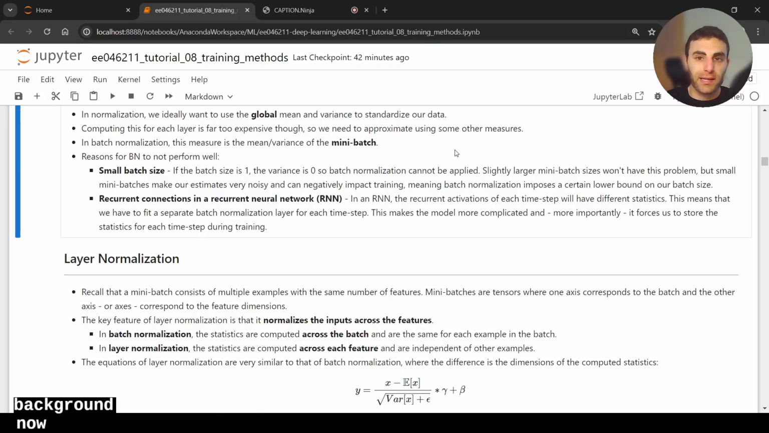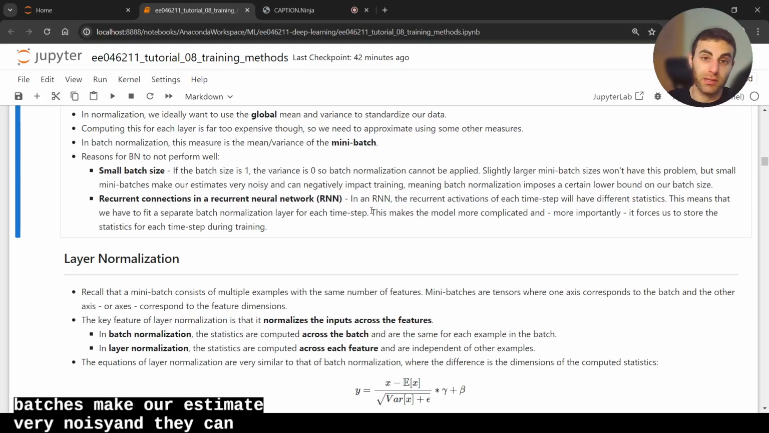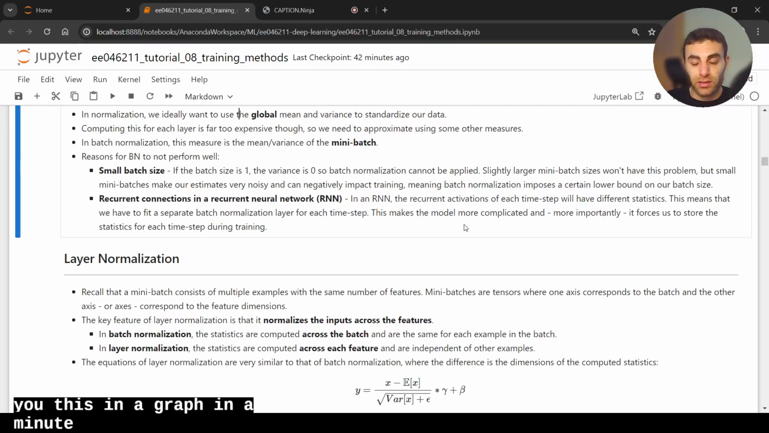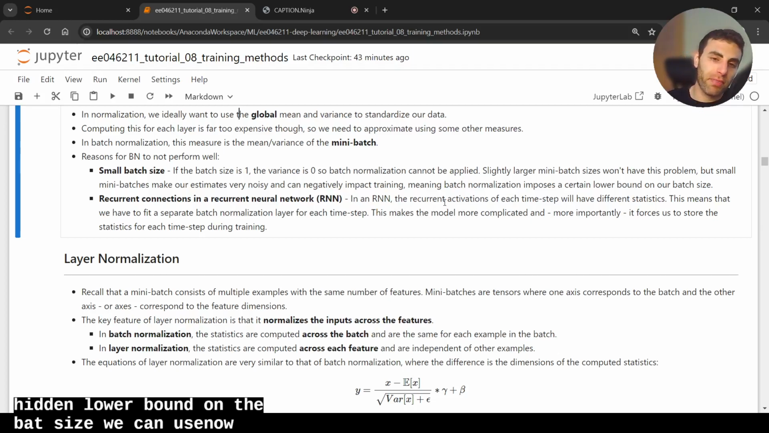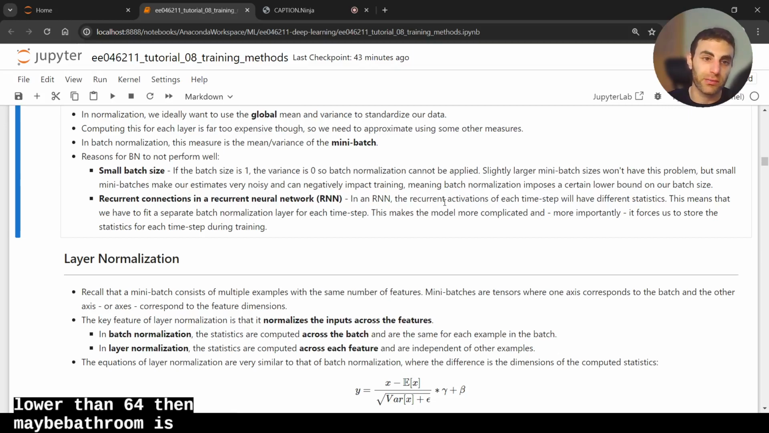Now, slightly larger mini batch sizes won't have this problem, but small mini batches make our estimate very noisy and they can negatively impact training. And I'll show you this in a graph in a minute. This means that we actually have some hidden lower bound on the batch size we can use. A good rule of thumb is that the minimum batch size to use batch norm is 64. So if you have batch sizes lower than 64, then maybe batch norm is not a very good idea.